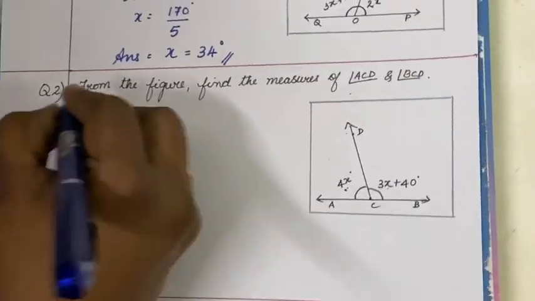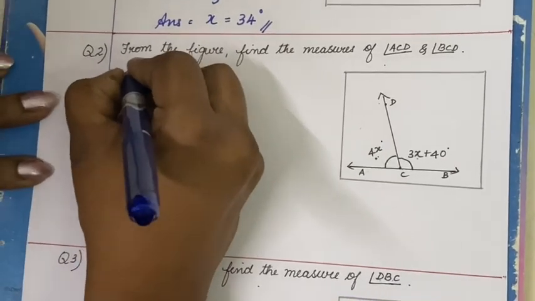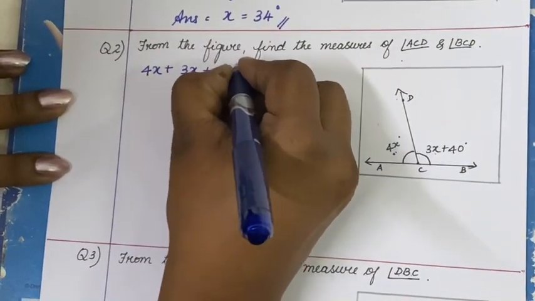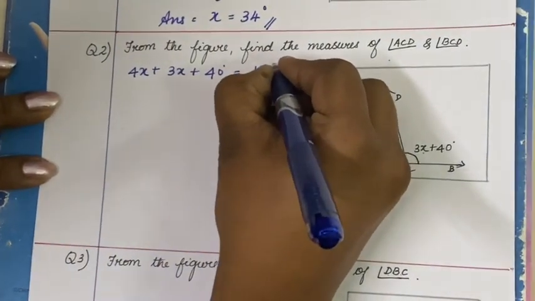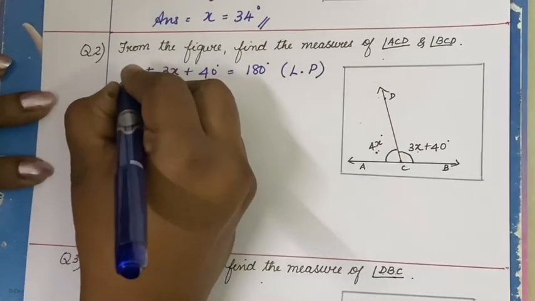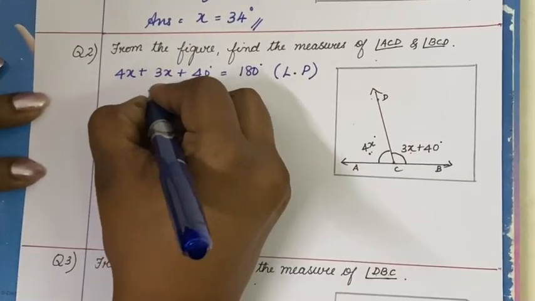So let's start. 4x plus 3x plus 40 degrees is equal to 180 degrees. Again the same concept, linear pair. It has to be written. Now 4x plus 3x is equal to 7x.